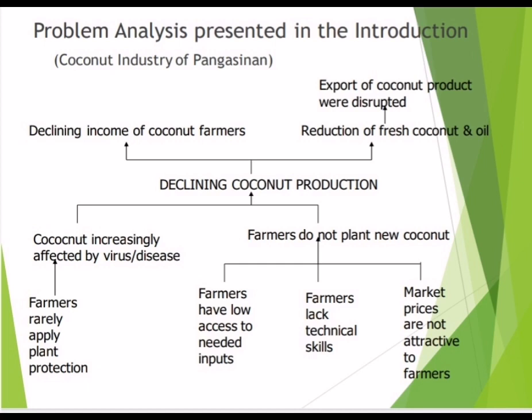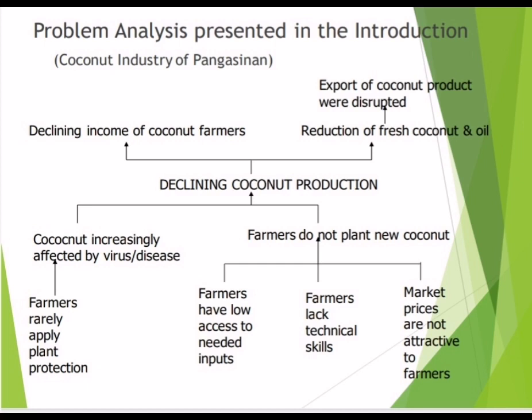So one of the effects is the declining income of coconut farmers. Yes, because they are no longer planting, or because the coconuts are affected by the virus, therefore they have only few harvests, and of course the income of the coconut farmers is also affected. And also the reduction of fresh coconut and oil. And why is it the reduction of fresh coconut and oil? Because also export of coconut products were disrupted.